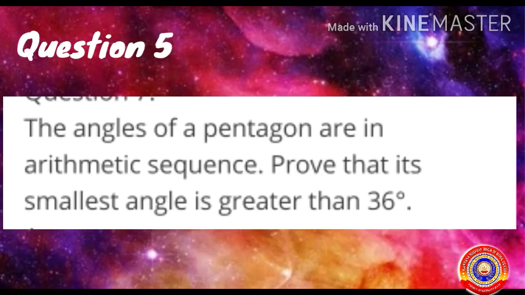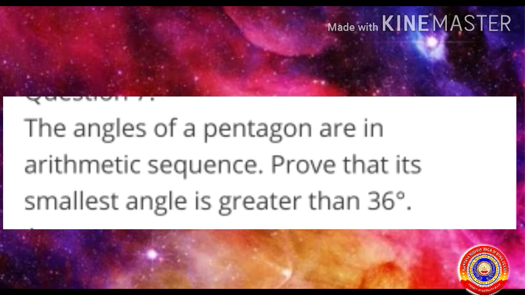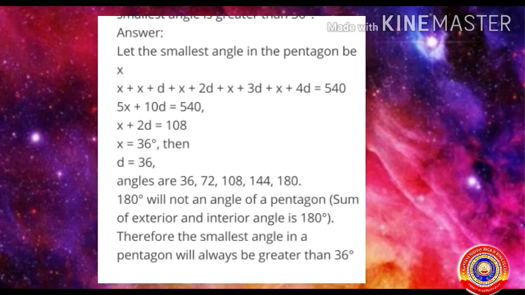Next, question number 5. The angles of a pentagon are in arithmetic sequence. Prove that its smallest angle is greater than 36. Here we have to prove that the smallest angle of a pentagon is greater than 36 degree. Children, can you say that? How to do this? Okay, let's assume that the smallest angle of a pentagon be x. So, the sum of the 5 angles is 540. So, we can take the sum x plus x plus d plus x plus 2d plus x plus 3d plus x plus 4d equal to 540, because they are the angles of a pentagon.